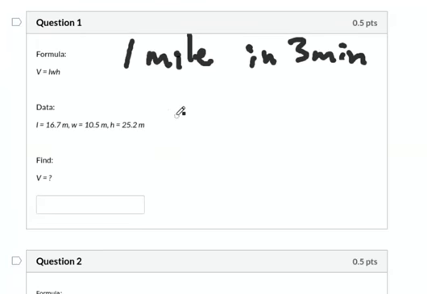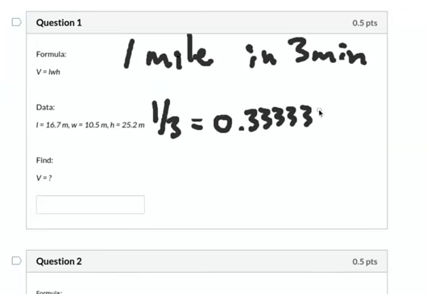Well, then they're like, oh, well, that's cool. That means you can walk 1 divided by 3 equals 0.33333333 miles per minute.